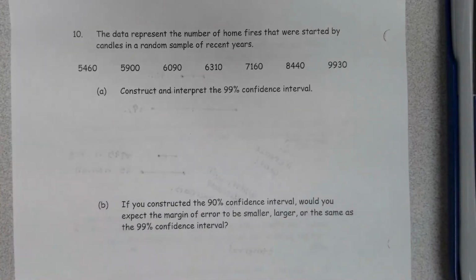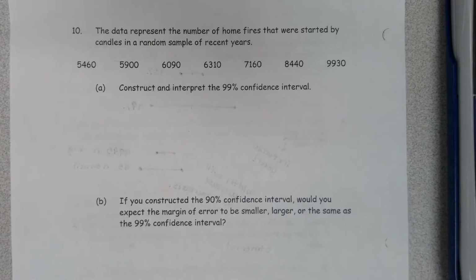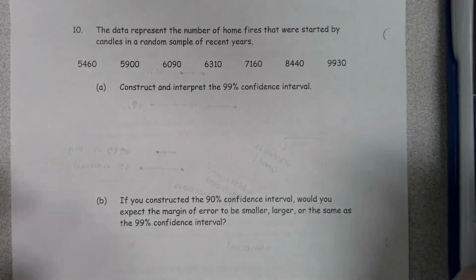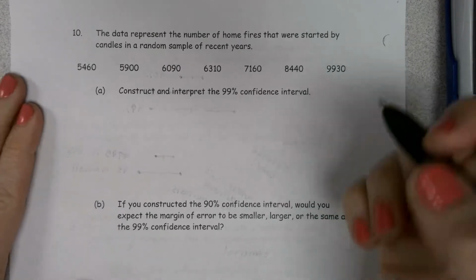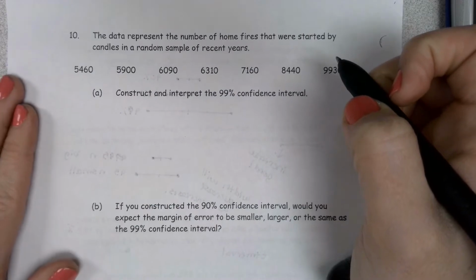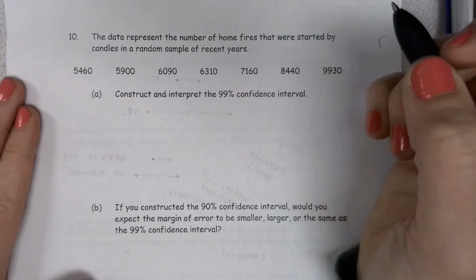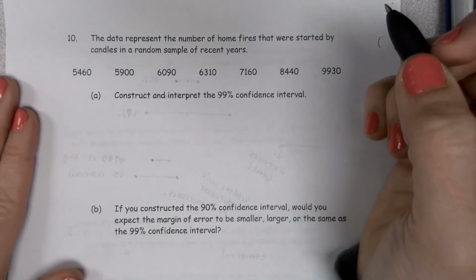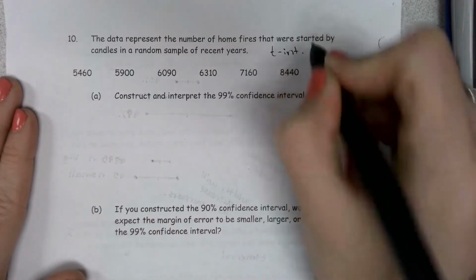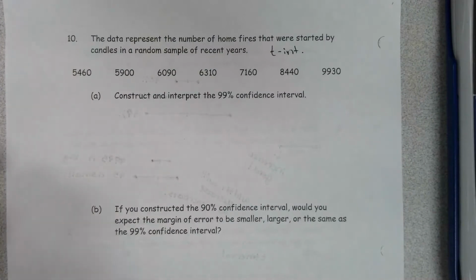Okay, so for this one, notice right off the bat we were given a data set. The data represents the number of house fires that were started by candles in a sample of recent years. So we are talking about a mean number, so it has to be either z or t. When we decide that, what we have to look for is, do we know the population standard deviation? And we do not. So this is going to be a t interval. Also, that's further supported because we have a really small sample size.